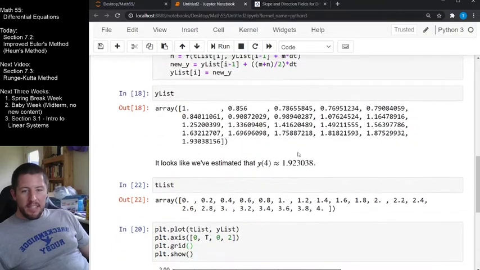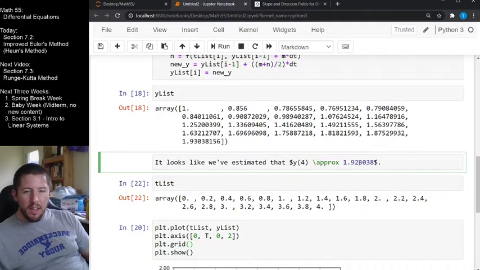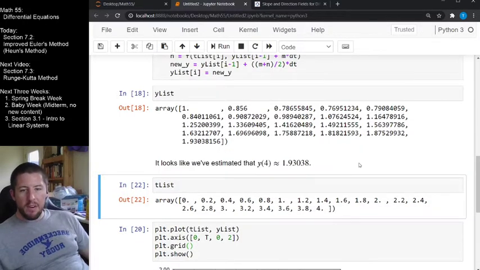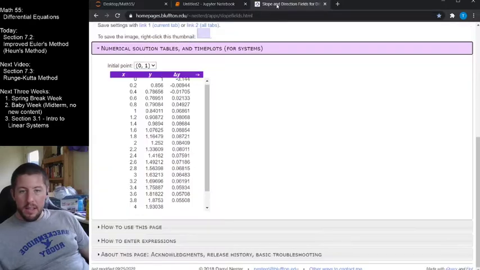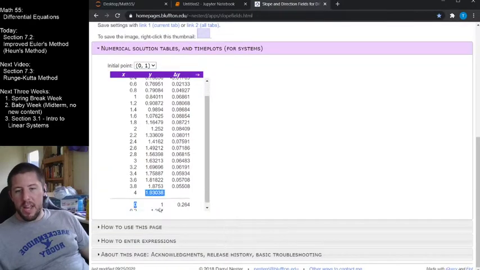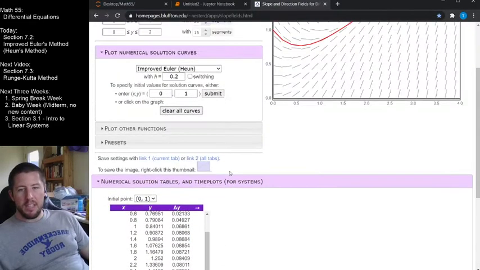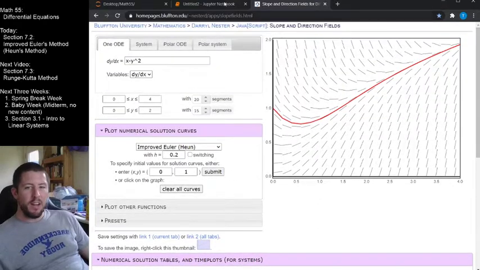And now, again, this number, wait, did I just type that wrong? I did. 1.93038. Okay, now I have it right. 1.93038. So it looks like we're identically matching the solutions that we're getting from Bluffton over here.